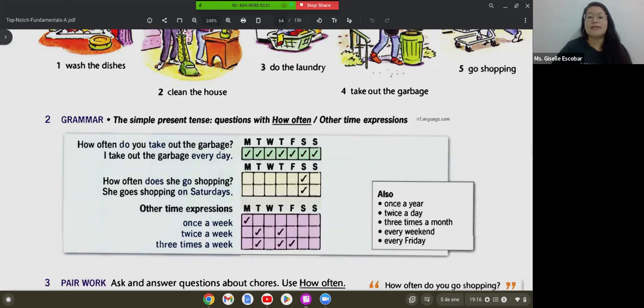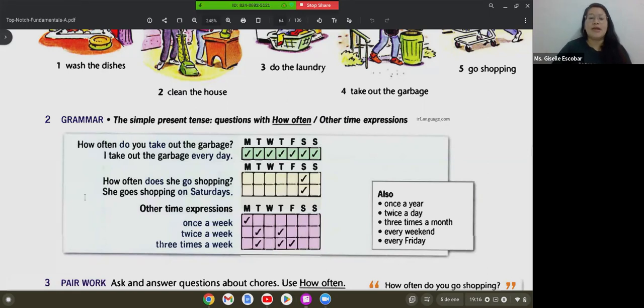So, what does it mean? Every day. Monday, Tuesday, Wednesday, Thursday, Friday, Saturday, and Sunday. Every day. Todos los días. Saco la basura todos los días. And we can see that in the picture, we can see the checks for every single day. Nos muestra ahí el chequecito para todos los días.